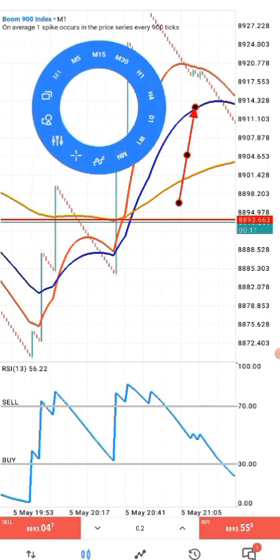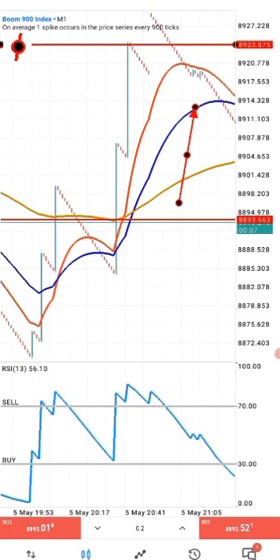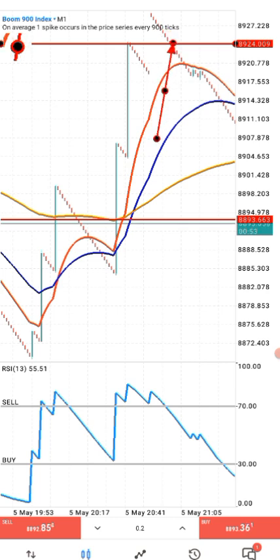Your take profit should be here, because by that time the gap must be filled up. So when you see something like that, you trade confidently, put in a big lot size, and in a very short time you're out of the market. This is the boom and crash gap strategy.